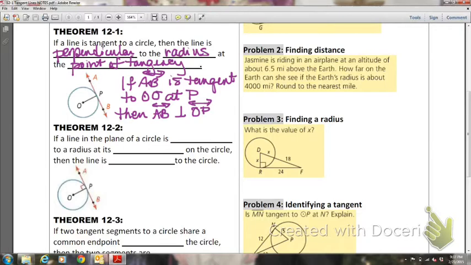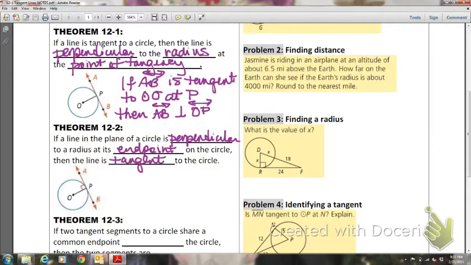The second theorem in the lesson is really the converse of that first one. It says if a line in a plane of a circle is perpendicular to a radius at its endpoint on the circle, then the line is tangent to the circle.